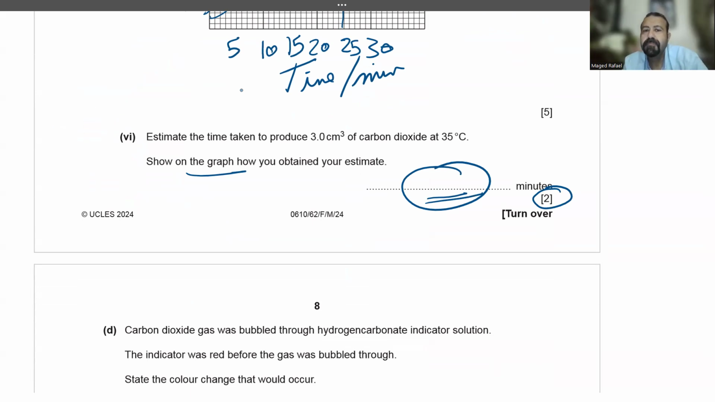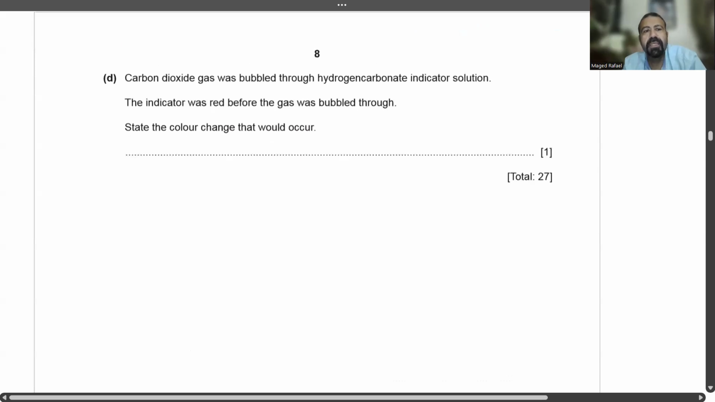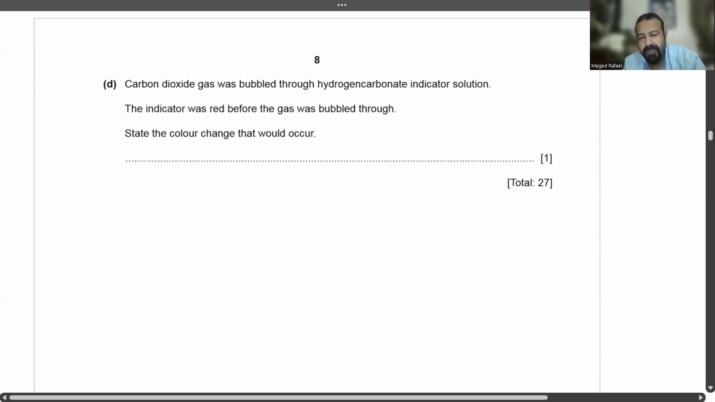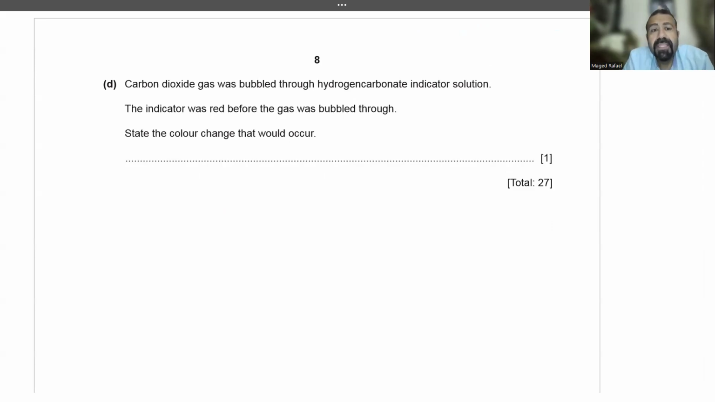Okay, let's go to the last question, the D question on this question 1. Carbon dioxide gas was bubbled through hydrogen carbonate indicator solution. The indicator was red before the gas was bubbled through, and he wants you to state the color change that would occur. The color change will be from red to what? Because carbon dioxide is an acidic oxide. In the acidic conditions, the color should be yellow or orange.